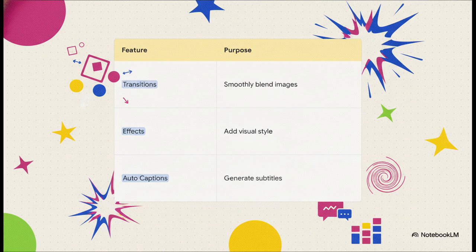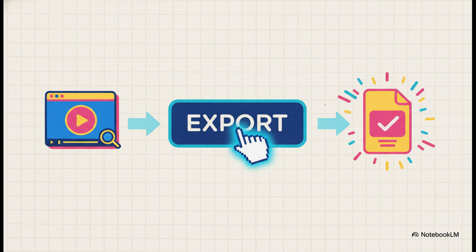And this one is huge. Auto captions. You just click a button and it automatically generates subtitles from your audio, which is so important for making your stuff accessible to everyone. So you give it one last look over, make sure everything looks and sounds good, and then you just hit that export button. And that's it. Just like that, your finished video is done, ready to go.